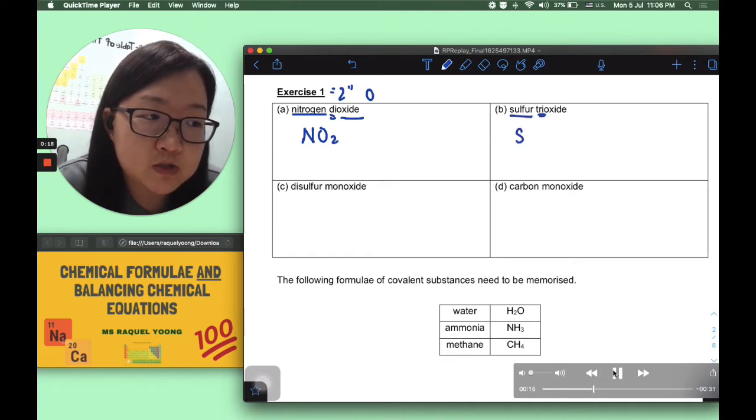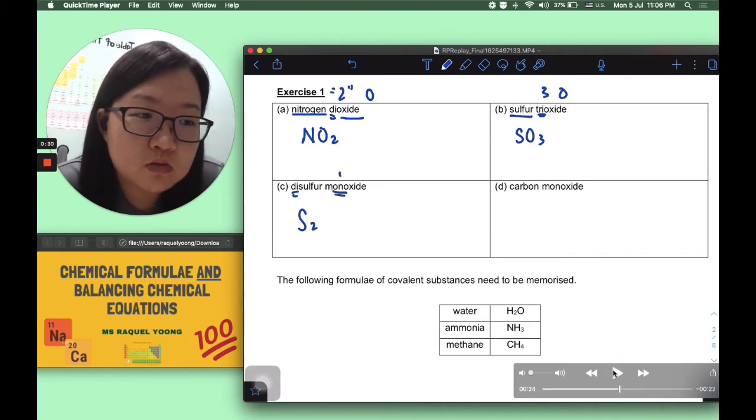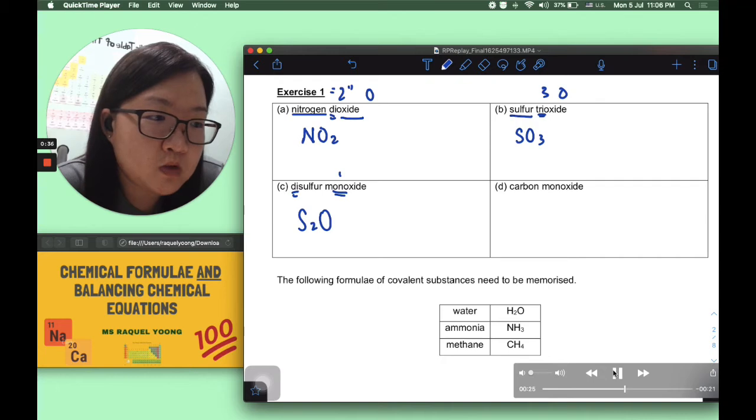Part B, sulfur is S. Tri means 3. So sulfur trioxide is SO3. Part C, disulfur monoxide. So disulfur means S2. Monoxide means one oxygen, right? So S2O. We do not write 1, so we leave it as that. Part D, carbon monoxide. So we have CO.